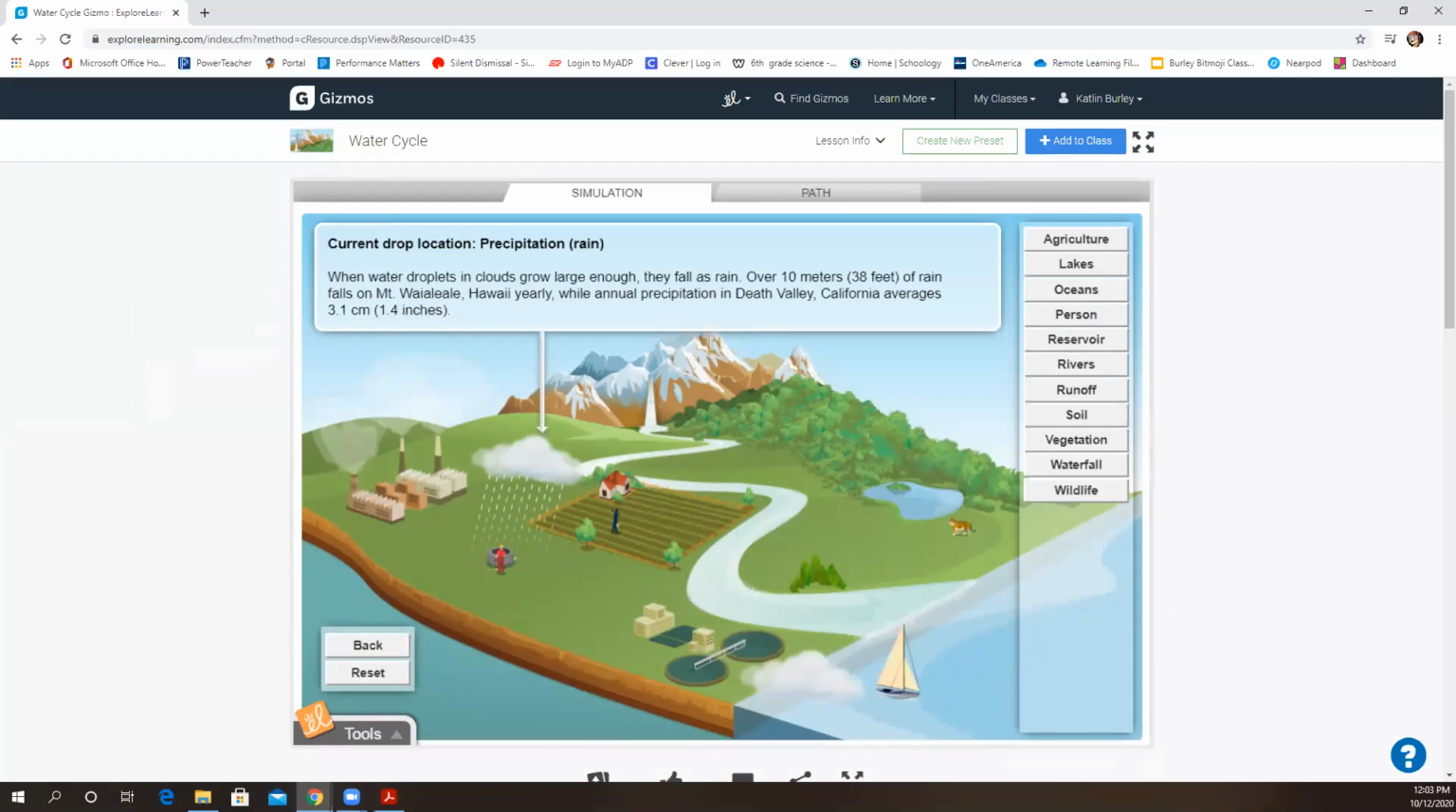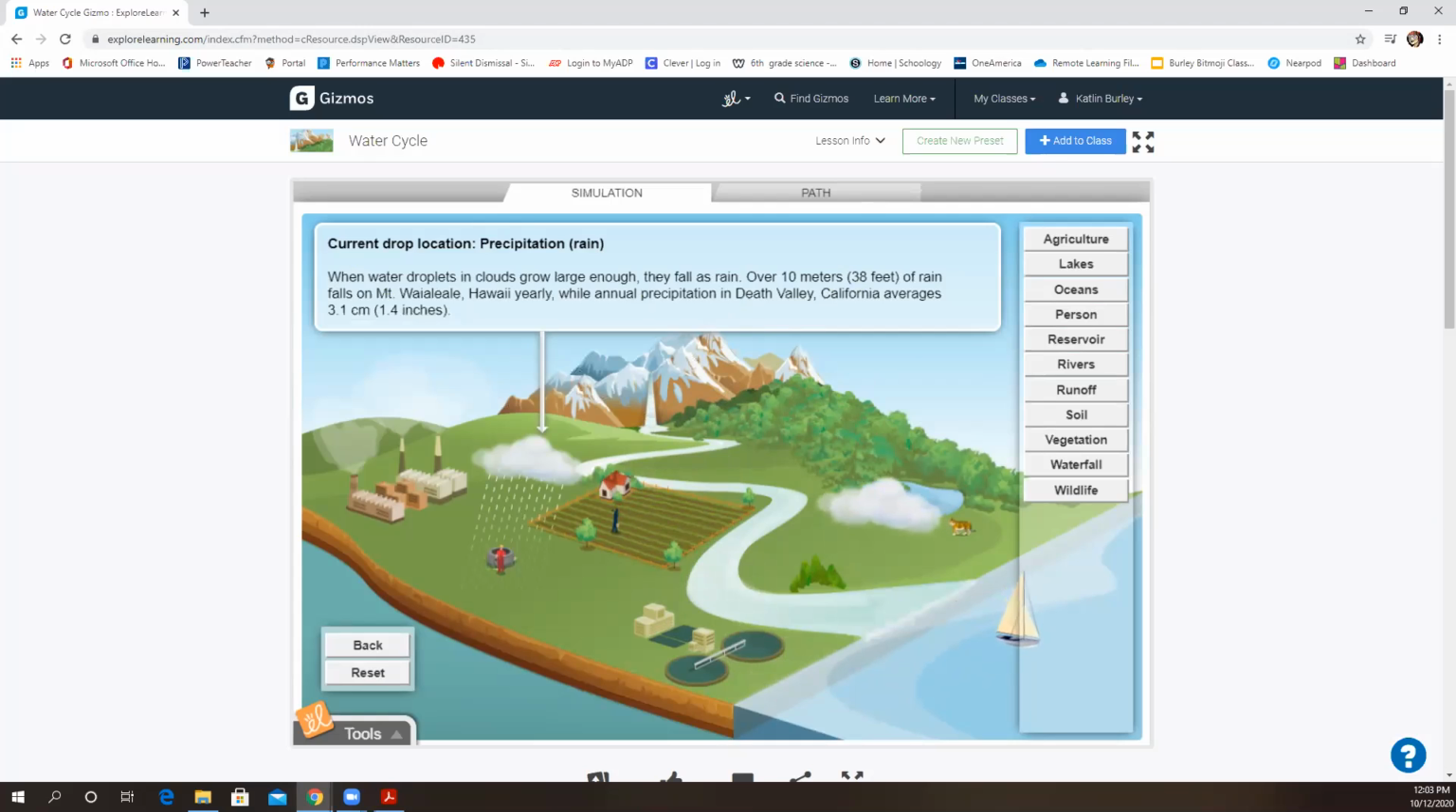Over 10 meters, 38 feet of rain falls on Mount Waialeale, Hawaii, yearly, while annual precipitation in Death Valley, California averages 3.1 centimeters, 1.4 inches. Perfect. Death Valley is the lowest point in the entire United States. It's a desert. So it kind of just tells you a high and a low, right?